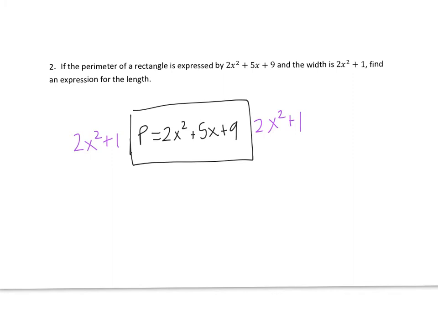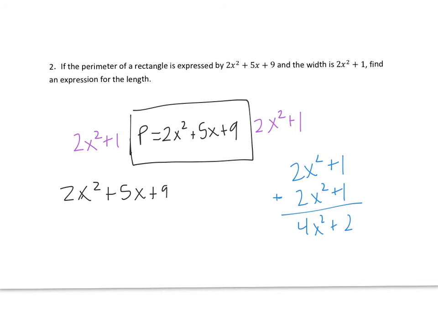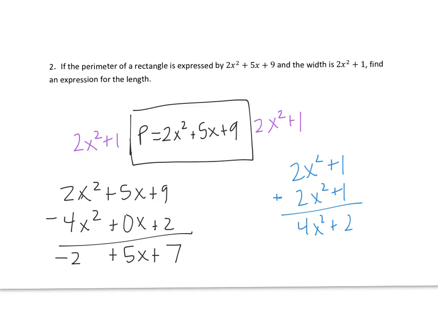I'm going to say 2x squared plus 1, and add that to itself, 2x squared plus 1. That gives me 4x squared plus 2. That is now going to be subtracted from my total. So I have 2x squared plus 5x plus 9, and I'm going to subtract my 4x squared plus a 0x plus 2. 9 minus 2 is 7. 5x minus 0x is 5x. And 2x squared minus 4x squared is a negative 2x squared.